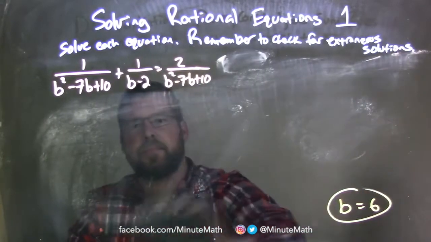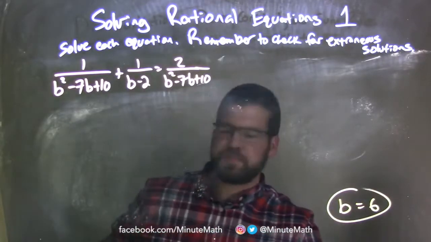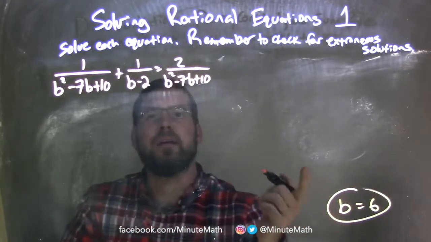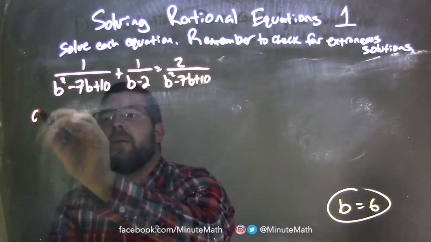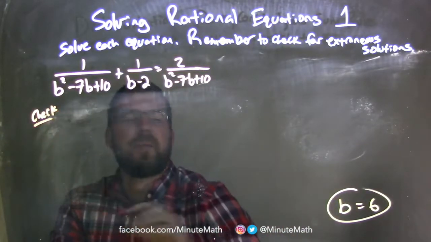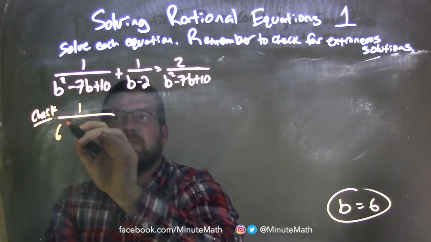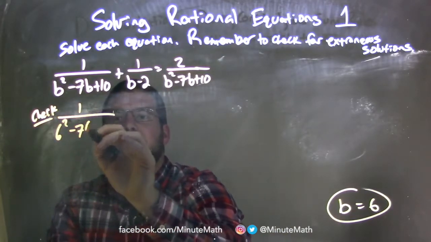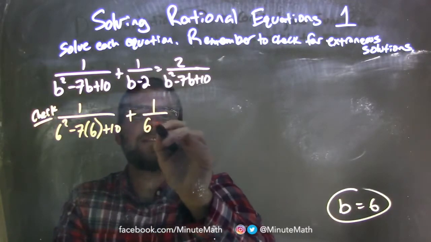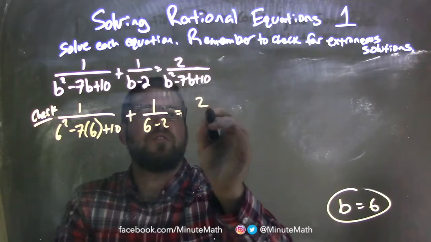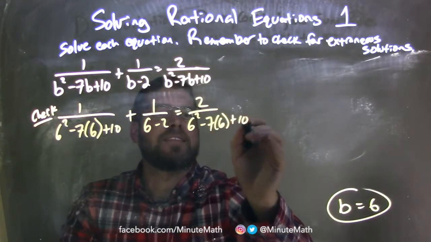There we go. Quick, good, isn't it? And so now I'm going to plug in the b equals 6 for my check. So now I'm going to check this. Okay, so let's plug 6 in for b. So we have 1 over 6 squared minus 7 times 6 plus 10 plus 1 over 6 minus 2 equals 2 over 6 squared minus 7 times 6 plus 10.